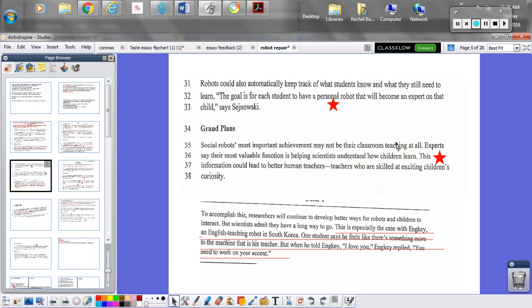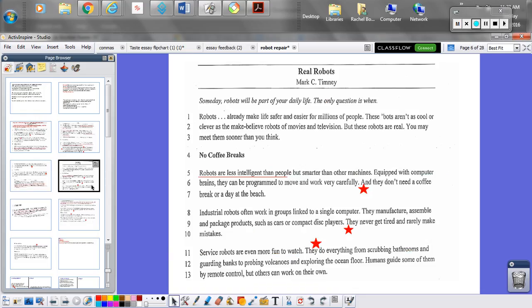I am disagreeing with these things, but I agree with this: this is especially the case with Inky, an English teaching robot in South Korea. One student says he feels like there's something more to the machine than his teacher. But when the student said, "I love you," Inky replied, "You need to work on your accent." And I underline that because it further backs up my opinion that robots should not do human jobs because they lack emotion and feelings. They cannot respond appropriately.